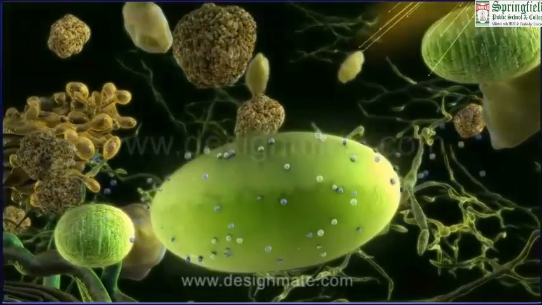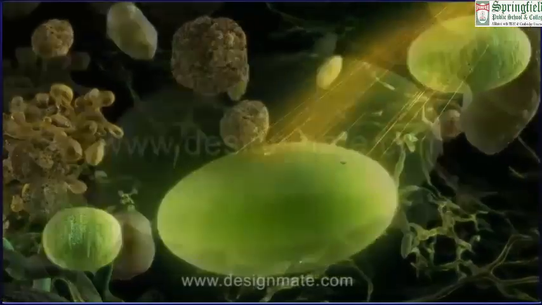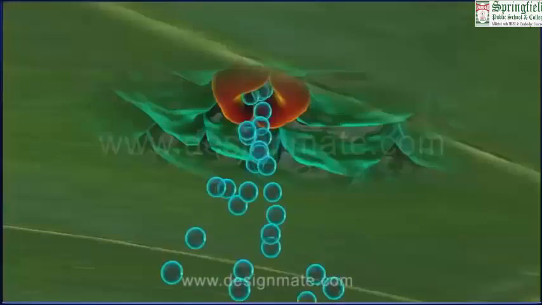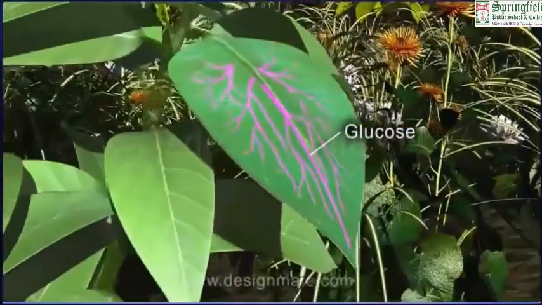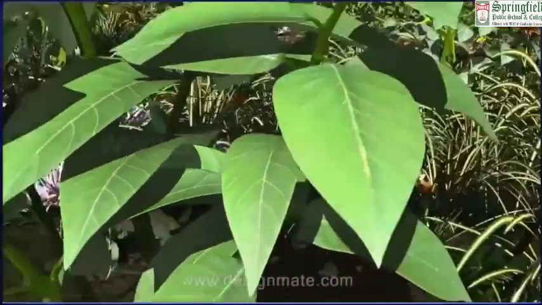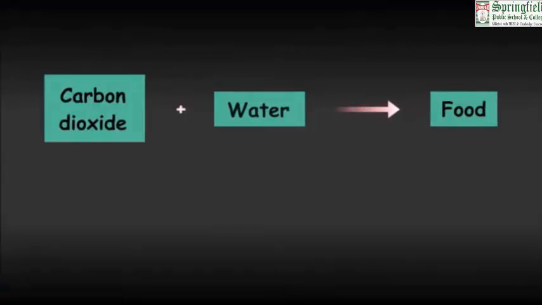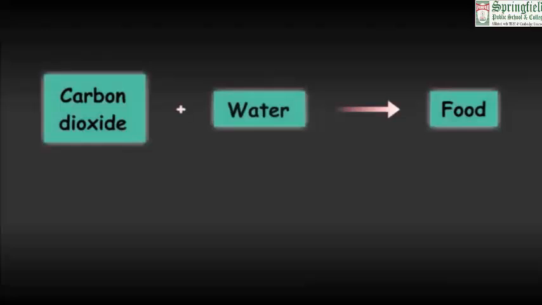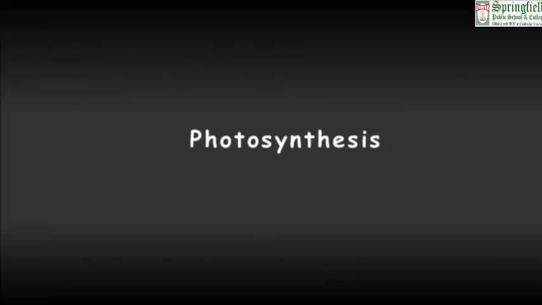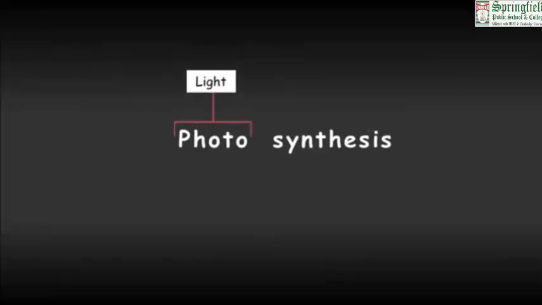In the presence of chlorophyll and sunlight, they synthesize glucose and release oxygen. The oxygen diffuses out through the stomata. The glucose is transported through other specialized tubes to all parts of the plant, aiding in their growth. The process of preparing food by plants from carbon dioxide and water using sunlight is called photosynthesis. The term photosynthesis comes from two words, photo meaning light and synthesis meaning putting together.